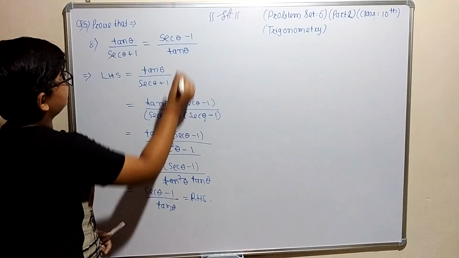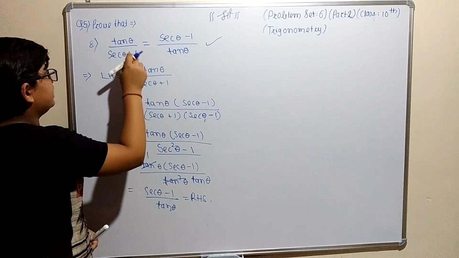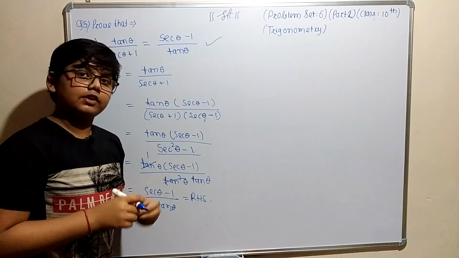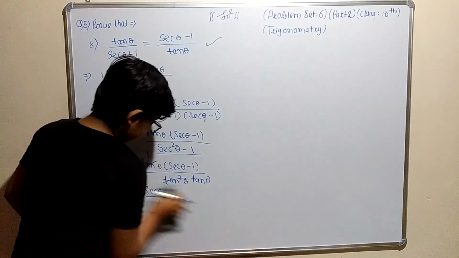Hence LHS equals RHS. We can prove this question also, that tan theta divided by sec theta plus 1 is equal to sec theta minus 1 divided by tan theta. Now we will go to our next question.